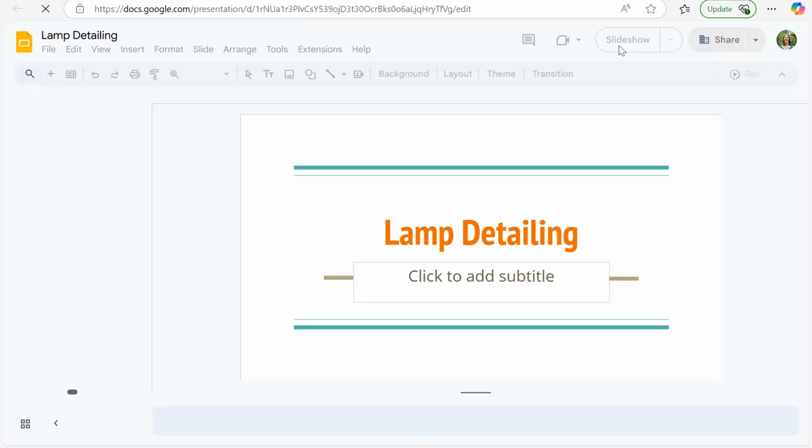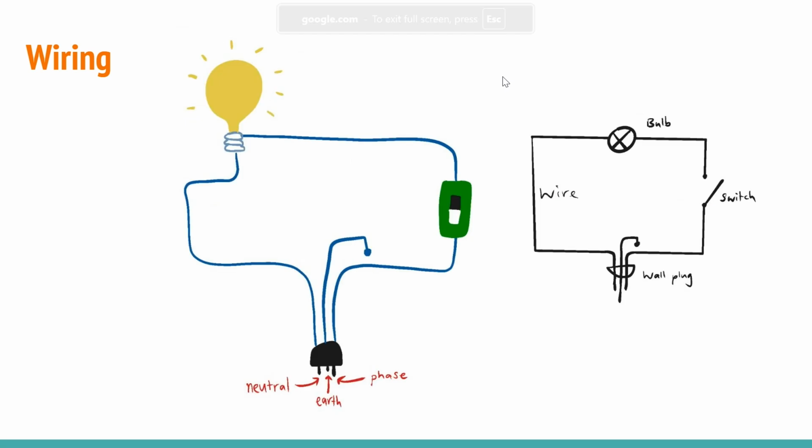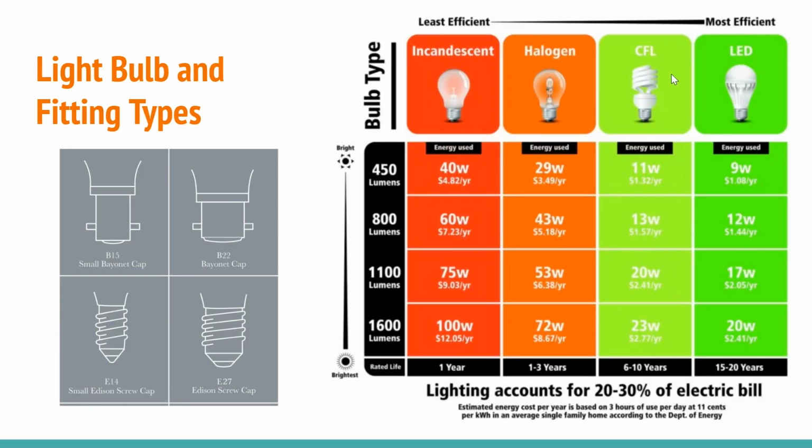So maybe you want to research how the wire works. Maybe you want to research which sort of bulb, so halogen, CFL, LED, incandescent, they all have different costs. So that could be something if you're making a lamp for people on a low income. Think about what sort of bulb it needs and how much that would cost per year. If you're thinking about light bulb fittings, do you think it would be easier to screw one in or push and pop one in? So this is all things to think about.